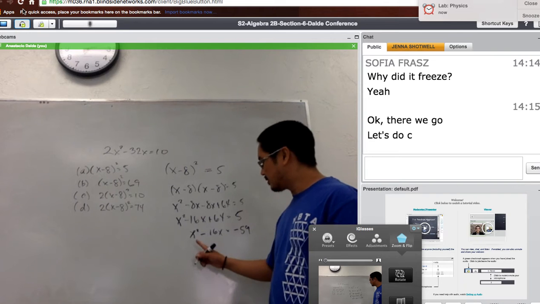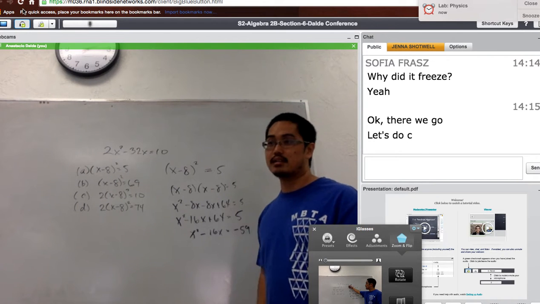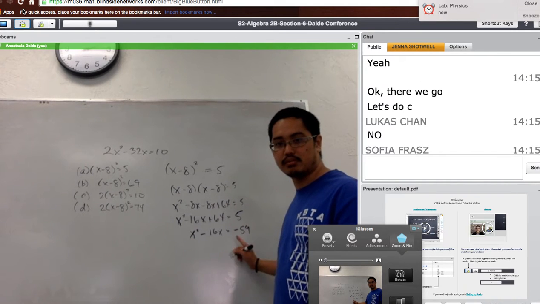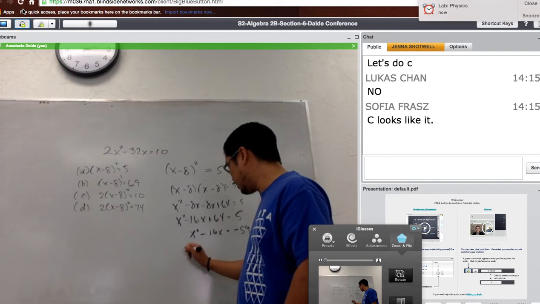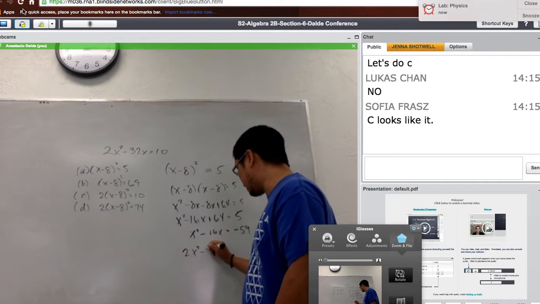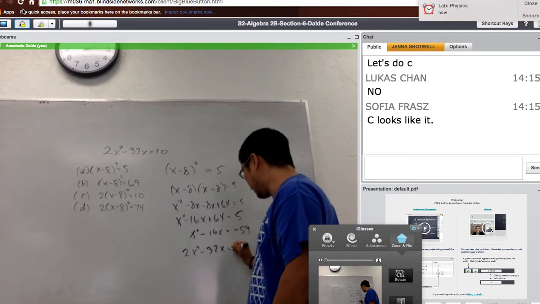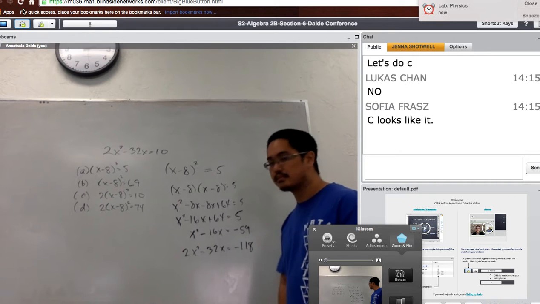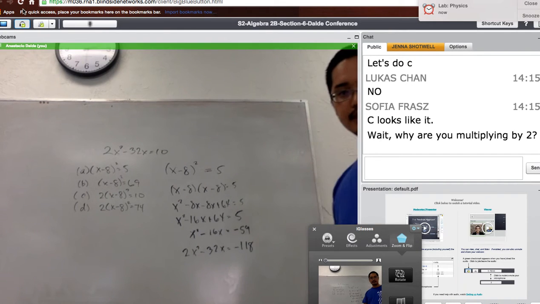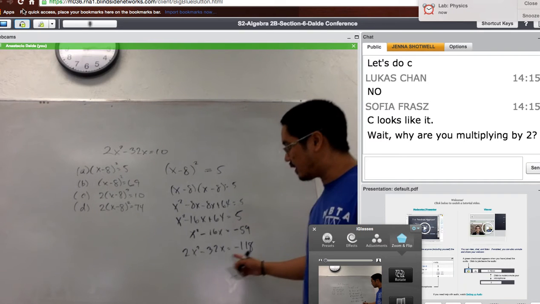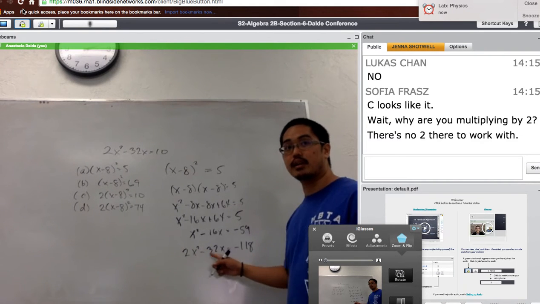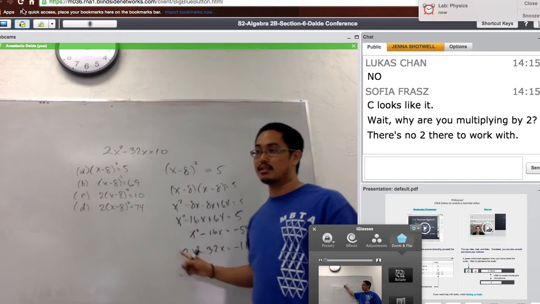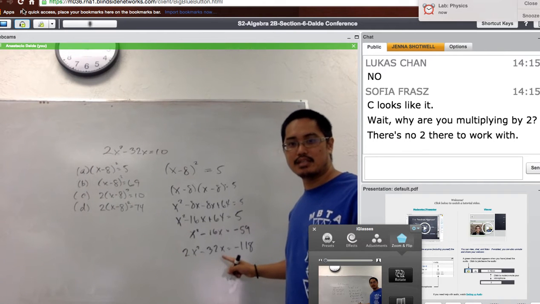All right. So, does this look like that? No, but I can multiply everything by 2, right? I can do 2 on everything. So let's go 2x squared minus 32x equals negative 118. Yeah? I multiplied by 2. That's totally allowed, right? I didn't change anything. The reason why I multiplied everything by 2 is just because I kind of want to see a direct comparison.